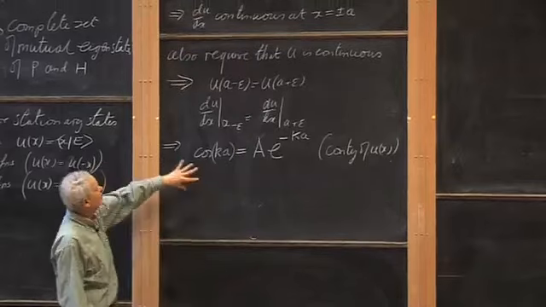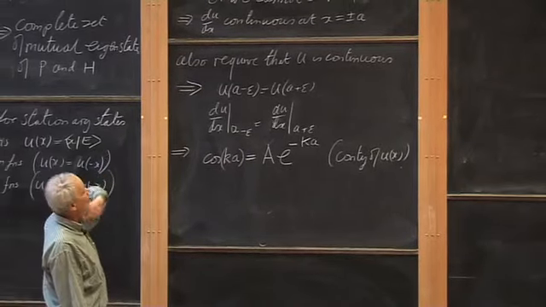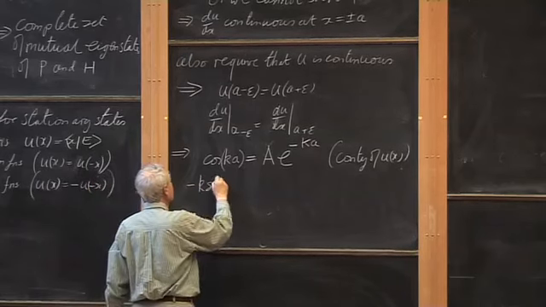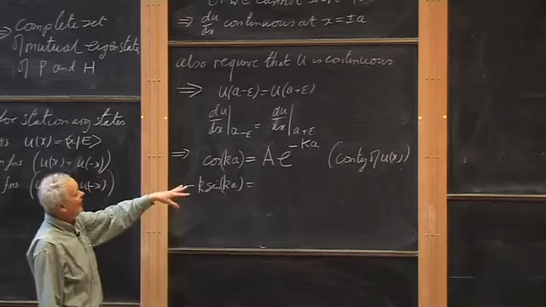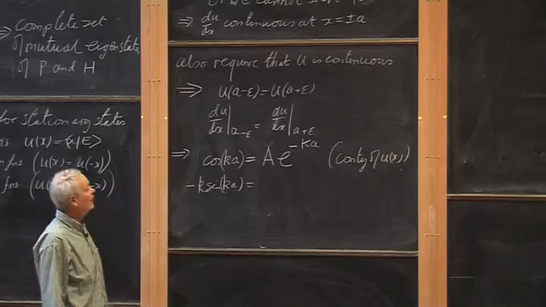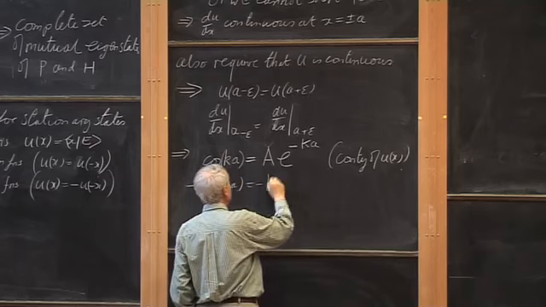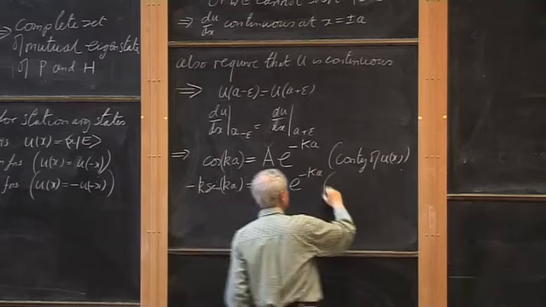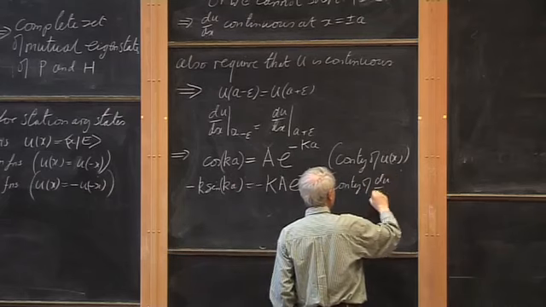Similarly, the gradient just to the left of x equals a is given by the derivative of cos kx. So we're looking at minus k sine ka, and that's got to equal the gradient of A e to the minus Kx evaluated at x equals a. So that's minus big K A e to the minus Ka. And that's the continuity of du by dx.